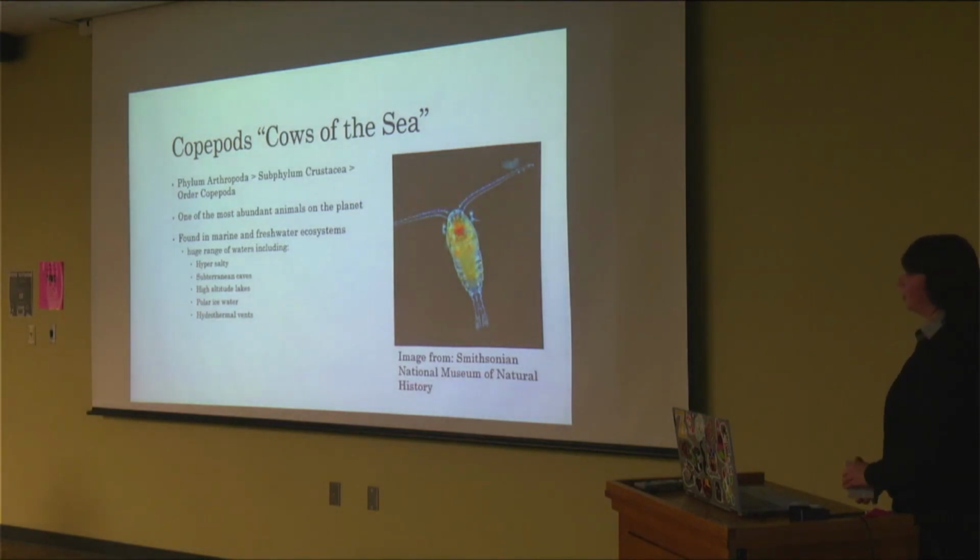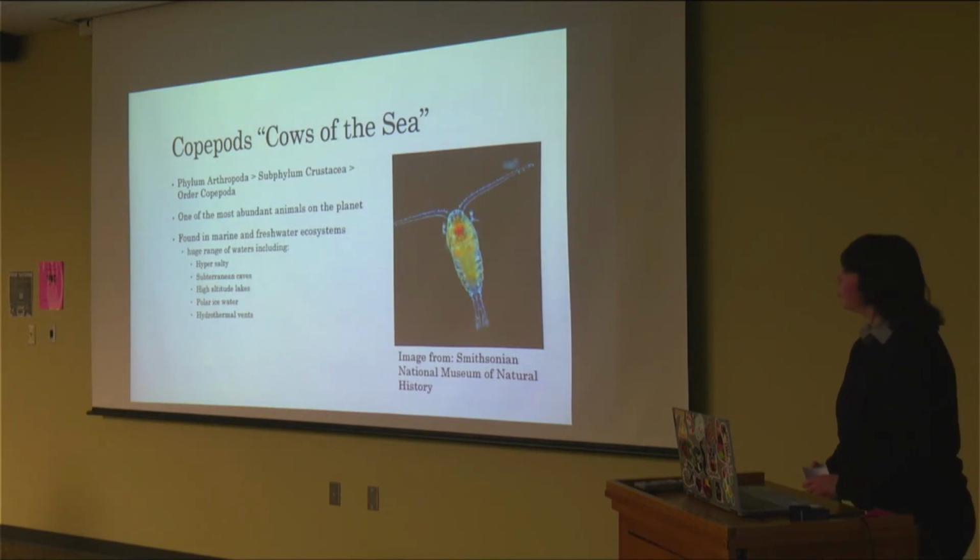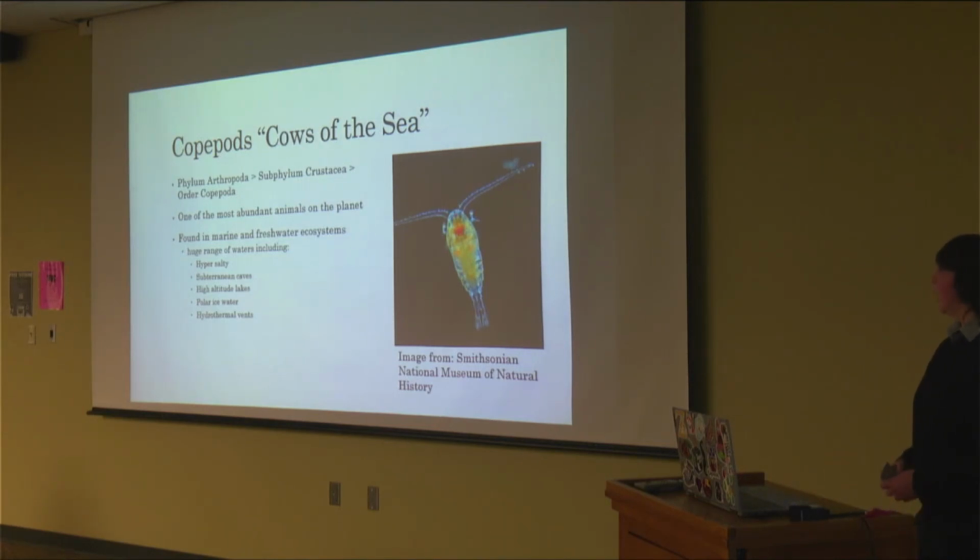Our focus of this study are copepods. These are known as the cows of the sea. Like I said before, they are the main grazers of phytoplankton, and phytoplankton are basically plant plankton. They're under the phylum Arthropoda, subphylum Crustacea, and order Copepoda. They're one of the most abundant animals on the planet, and they inhabit a huge range of waters, including subterranean caves, hypersalty environments, high altitude lakes, polar ice water, and hydrothermal vents.